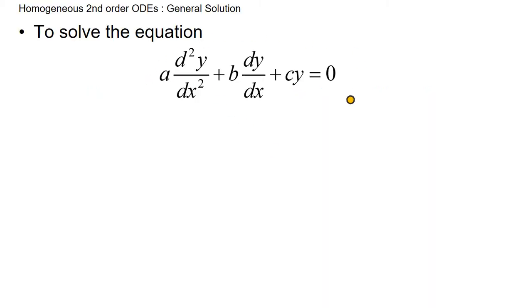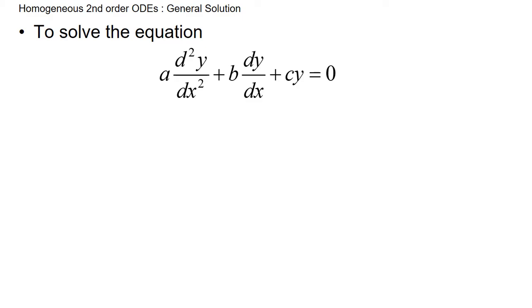So this is the kind of equation we're going to try to solve here. Variable x, function y, one constant a times the second derivative, plus another constant b times the first derivative, plus a constant c times our function is equal to 0. That's the kind of equation that we're going to have a look at.